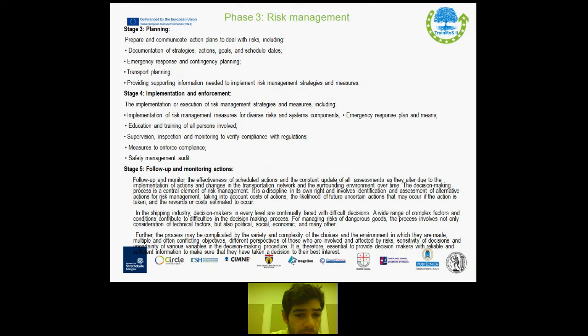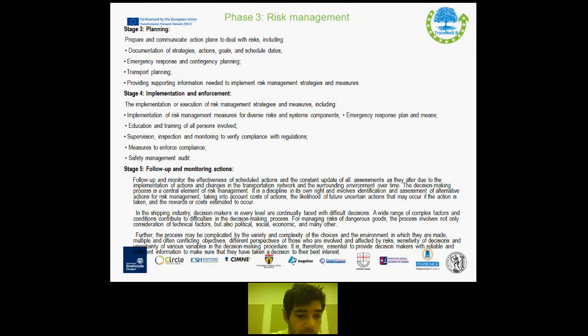Step 4 in the risk management process is implementation and enforcement, which is the implementation or execution of risk management strategies and measures, including the implementation of risk management measures for diverse risk and system components, emergency response plans and means, education and training of all persons involved, supervision, inspection, and monitoring to verify compliance with regulations, measures to enforce compliance, while also safety management audit.